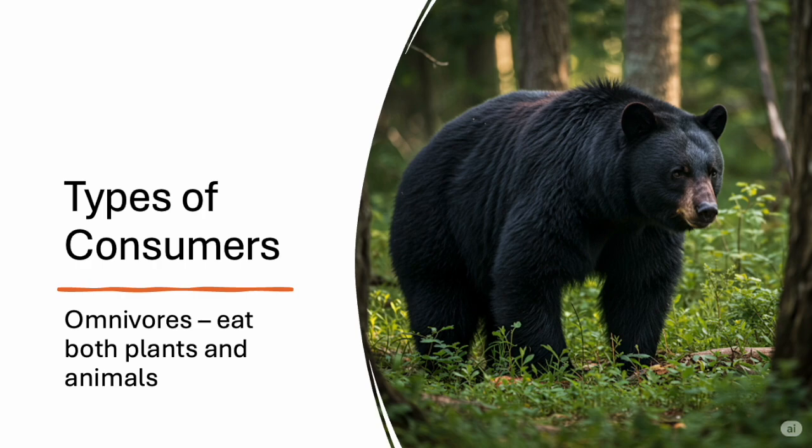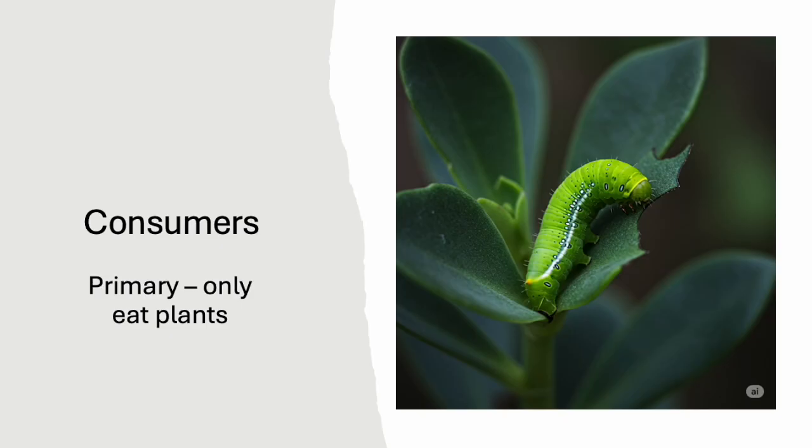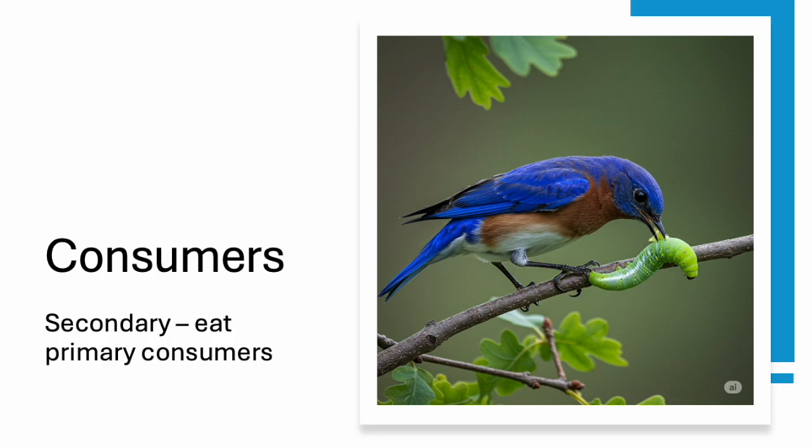Animals that eat plants are called primary consumers. Think of them as the first level of consumers. Examples would be rabbits, grasshoppers, and cows. Animals that eat other animals are called secondary consumers. They eat the primary consumers. Examples would be frogs, snakes, and foxes.